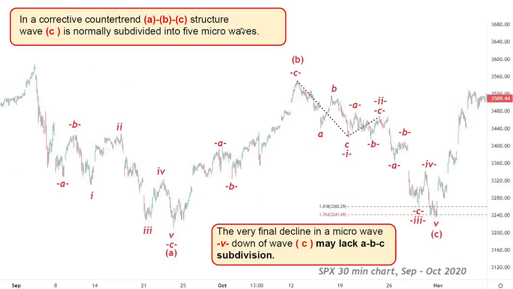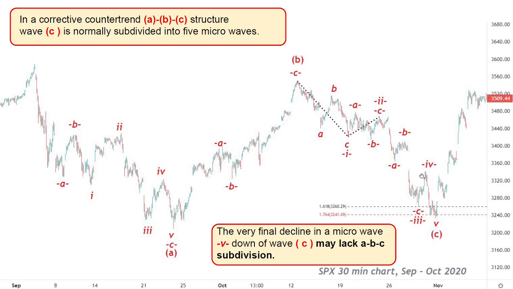And even when we deal with a simple ABC down structure, like in that particular case, S&P 500 30-minute chart, September-October 2020, we normally would expect wave 5 to have ABC subdivision. So in that particular case, we are getting that 3 down, 3 up, 5 down structure. And in that 5 down structure, the trickiest part is that wave 1 has ABC subdivision, wave 2 has ABC subdivision, wave 3 has ABC subdivision, and wave 4 has ABC subdivision. But wave 5 lacks ABC subdivision.